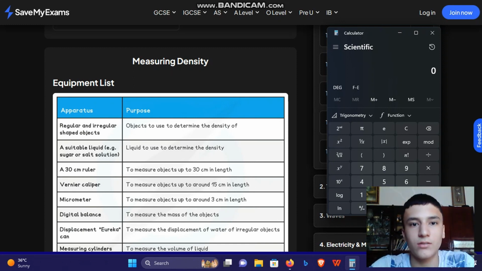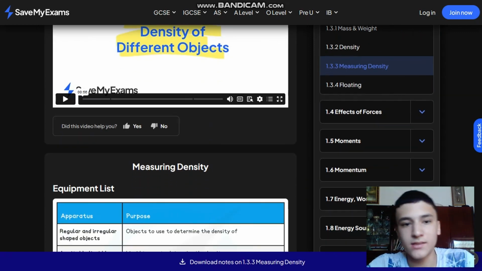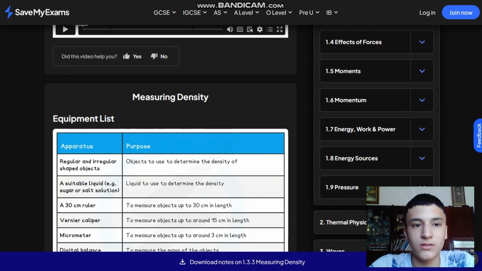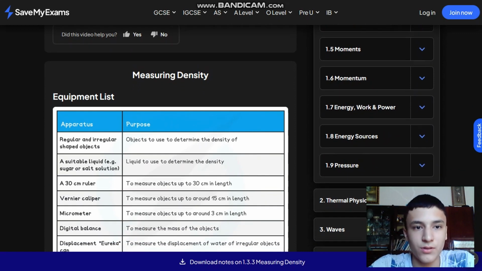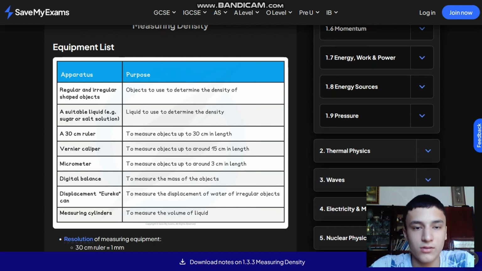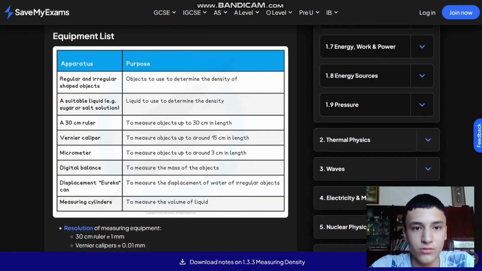Today I will continue explaining about density, weight, and mass. So today we will learn some methods to measure density in real life. For example, let's start with the equipment list. This is the table that shows the equipment and the purpose of this apparatus that you need to measure density. You can pause this video and try reading this apparatus.